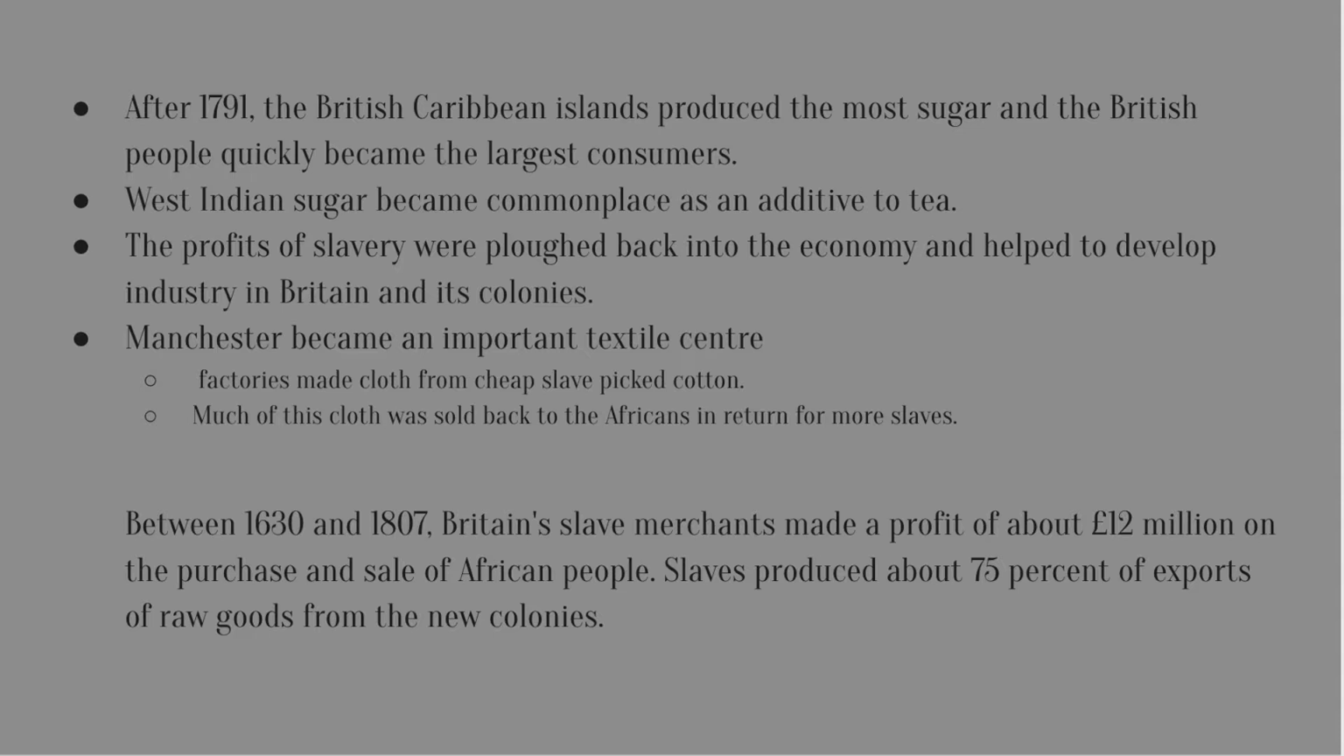Also, the profits of slavery were plowed back into the economy and helped to develop industry in Britain and its colonies. Manchester became an important textile center. Factories made cloth from cheap slave-picked cotton. Much of this cotton cloth was sold back to Africans in return for more slaves. Between 1630 and 1807, Britain's slave merchants made a profit of about 12 million on the purchase and sale of African people. Slaves produced about 75% of exports of raw goods from the new colonies.